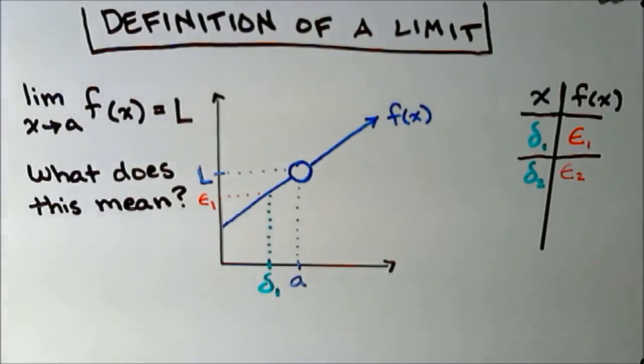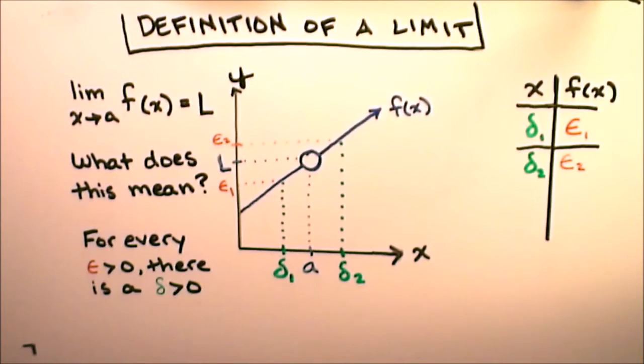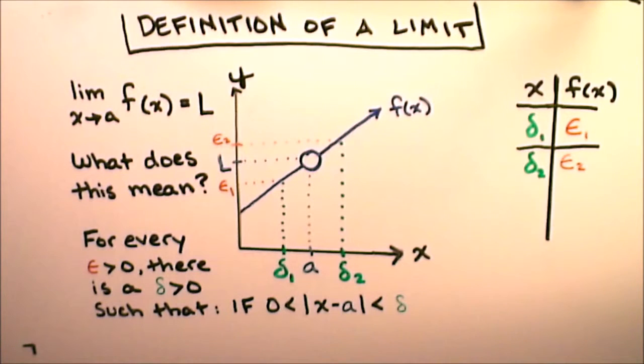f of a equals L. So to write the definition of the limit very precisely, we say that for every positive distance epsilon, there is a positive delta, such that if the distance between some x value and a, that's what absolute value means, is less than a distance delta, then the distance between the corresponding f of x equals y and L is guaranteed to be less than epsilon.